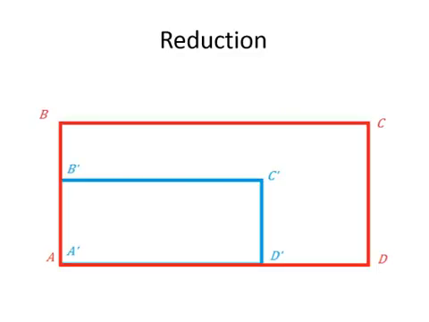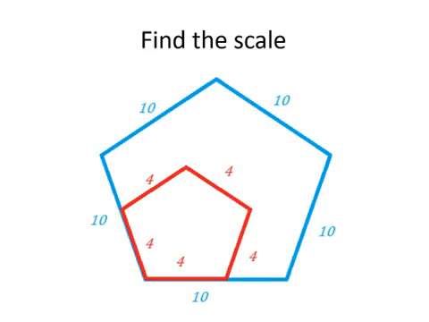This would be a reduction, so this is making it smaller. The red one, our pre-image ABCD, is larger than our final image, A prime, B prime, C prime, D prime, which has gone down to blue and gotten smaller. Since it's a reduction, the scale is going to be a number less than 1 but more than 0, so you shouldn't have any negatives when you do these problems. Take a second and find the scale. The red and blue still match what they were previously.